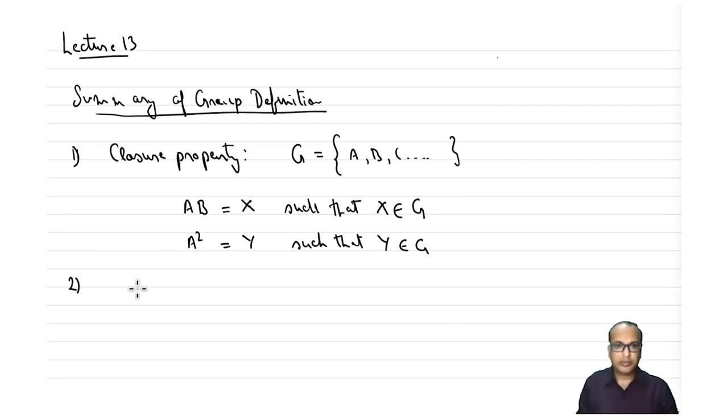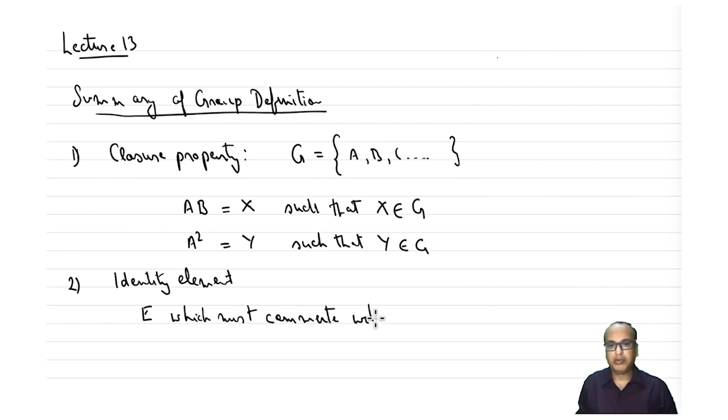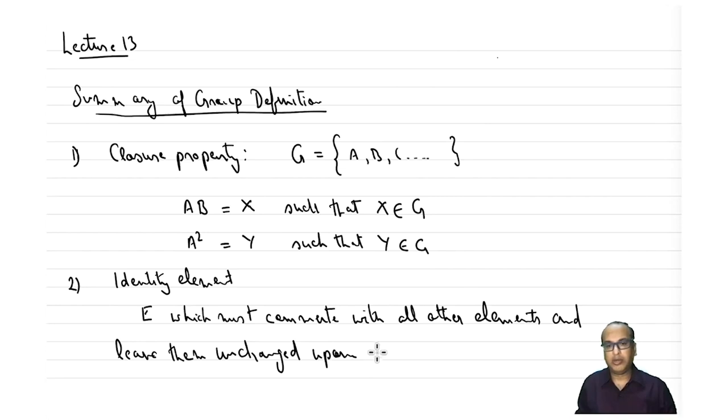Next property is the identity element. So the group must have an element E which must commute with all other elements and leave them unchanged upon combination. Okay, so I'm just briefing you on those properties again.